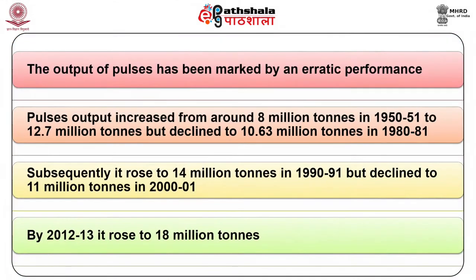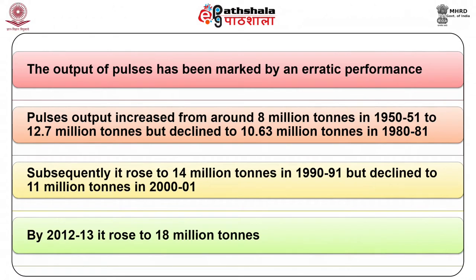The output of pulses has been marked by an erratic performance. Pulses output increased from around 8 million tons in 1950-51 to 12.7 million tons but declined to 10.63 million tons in 1980-81.